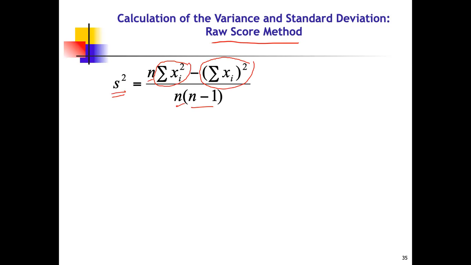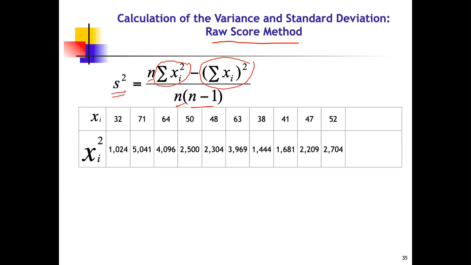To illustrate the use of this formula, let us refer to the following data set that we have here. In the first row, we have the X sub i's, and there are 10 data values. In the second row, we have the squared values of each data value in the first row. If I sum up the values in the first row, I will have the summation of all X sub i's, which is equal to 506. If I sum up all the values in the second row, the summation of the square of all X sub i's will give us 26,972.